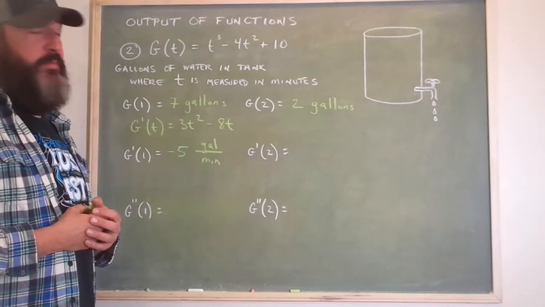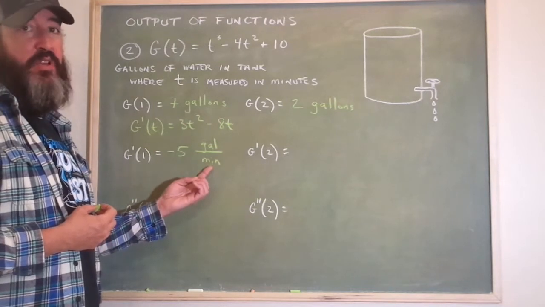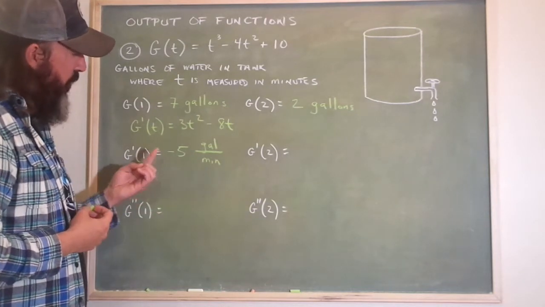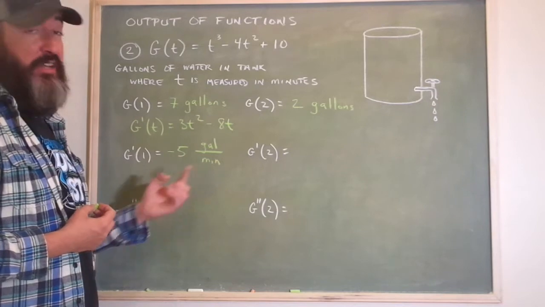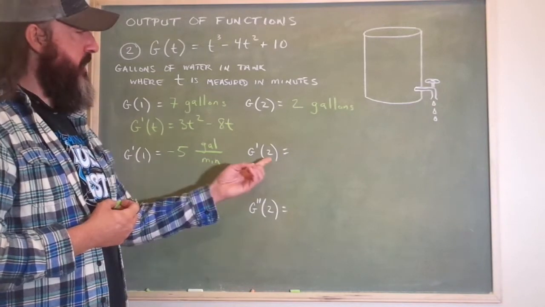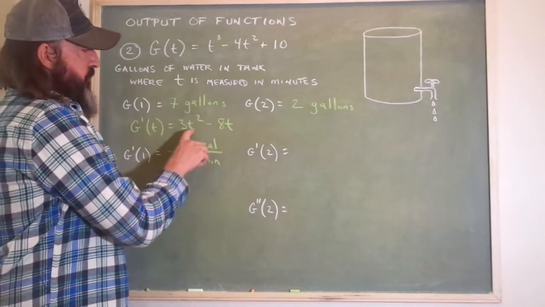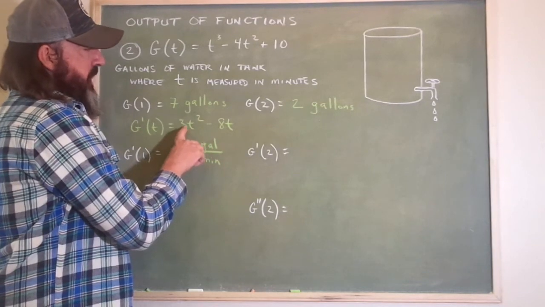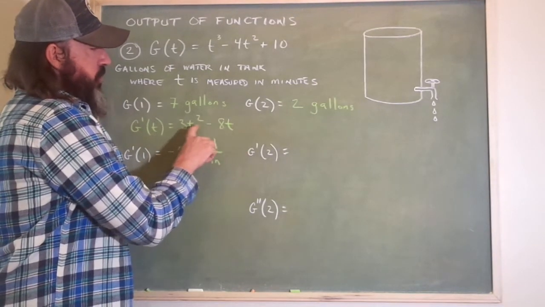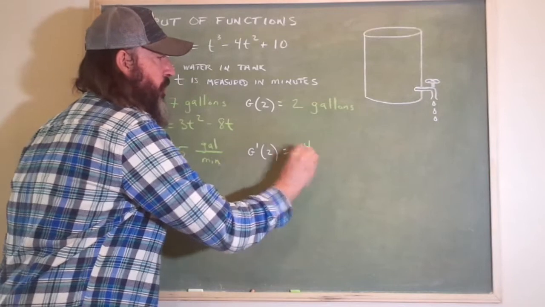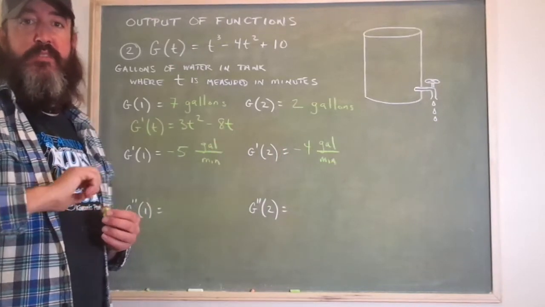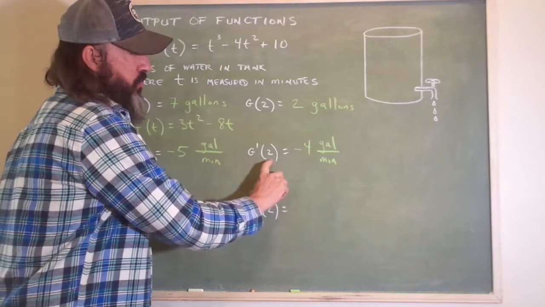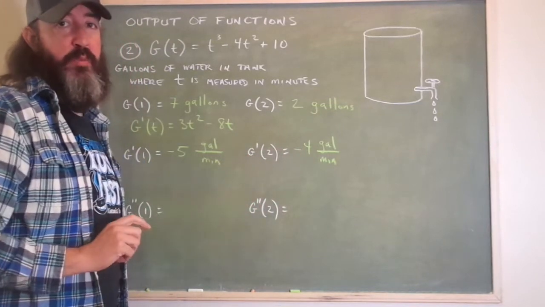And my output here is going to be a rate. It's going to be measured in gallons per minute. At time 1, water was draining 5 gallons per minute. Let's go see what the rate was at time 2. 2 squared is 4, 3 times 4 is 12, and 12 minus 8 times 2, 12 minus 16 is negative 4. As you can see, someone was tightening the spigot. At time 2, the water is only draining at a rate of 4 gallons per minute.